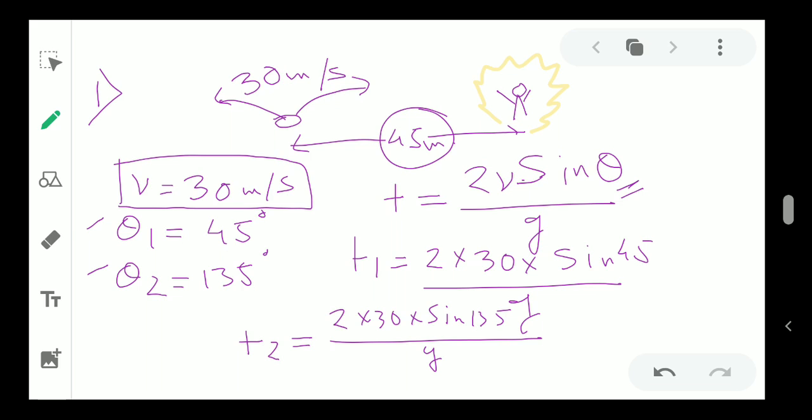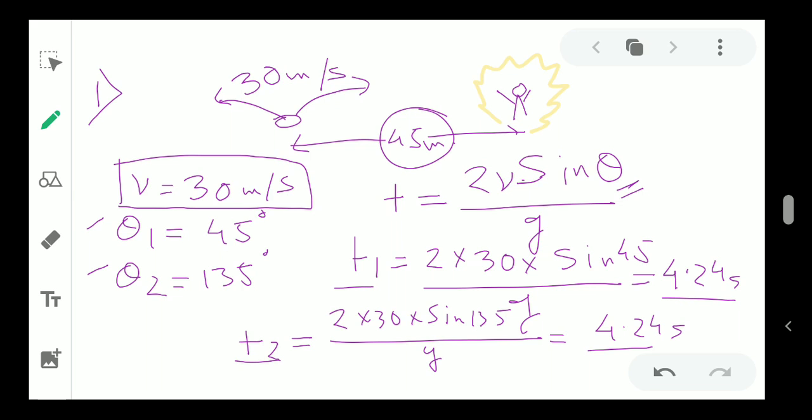So if we find out the value, we will get t1 as 4.24 seconds, and for this one, 2 into 30 into sine 135 divided by g, that is also 4.24. So you can see one thing very clearly: in both of the cases we are getting the same time.